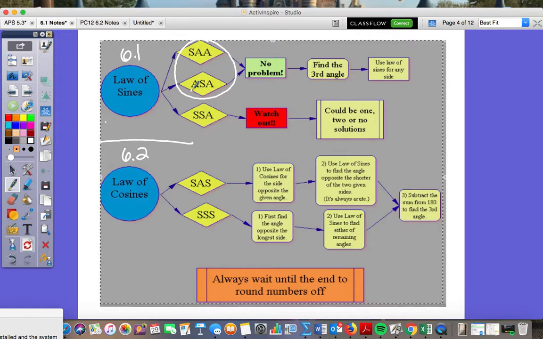The problem is when we have the third one, right? Okay, and we'll talk about that later on. SSA, or if you're really feeling gutsy, ASS, okay? And we'll talk about that today.